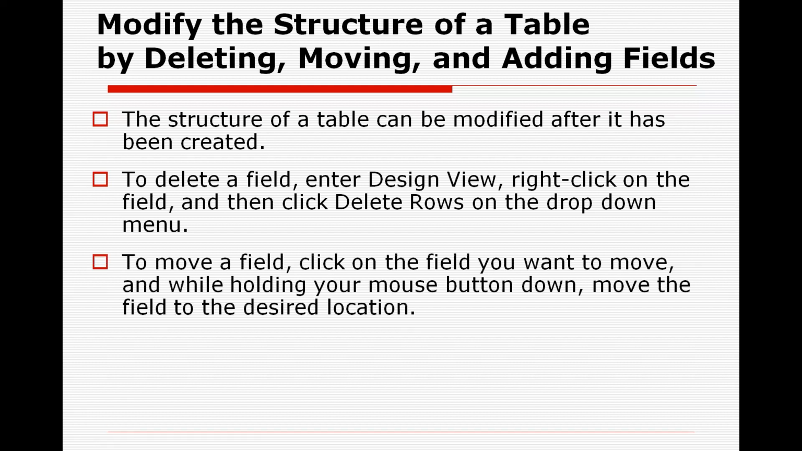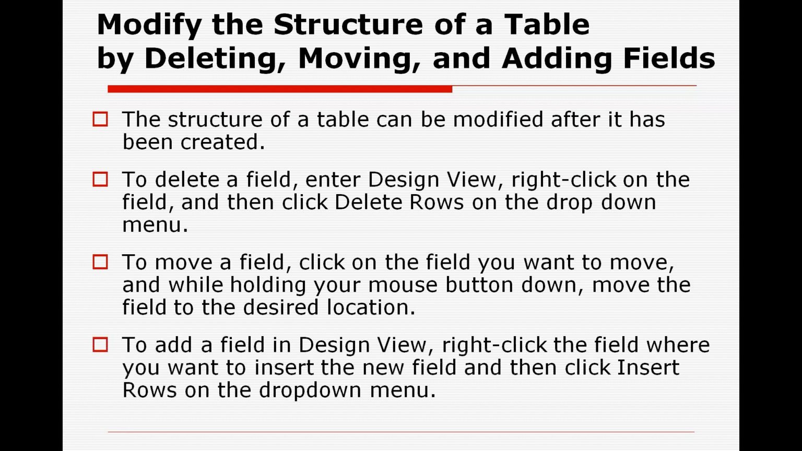To move a field, click on the field you want to move, and while holding your mouse, move the field to the desired location. That is what I explained, how you change the order of the fields. Just click, drag, and release. To add a new field in design view, right-click the field where you want to insert the new field, and then click Insert Rows from the drop-down menu.